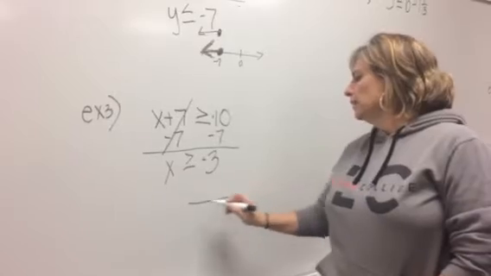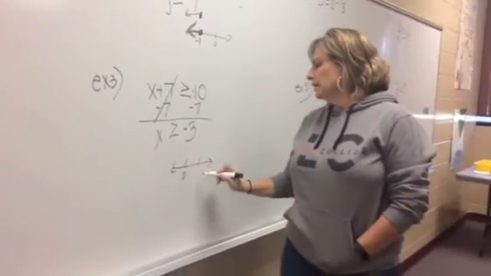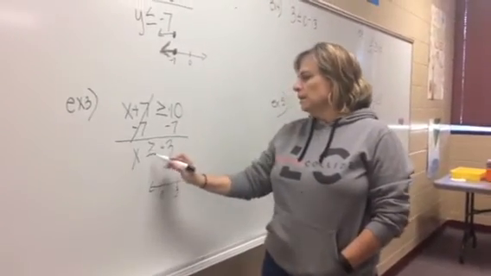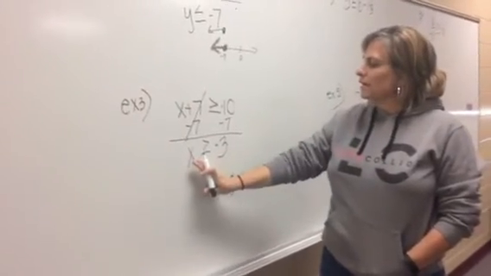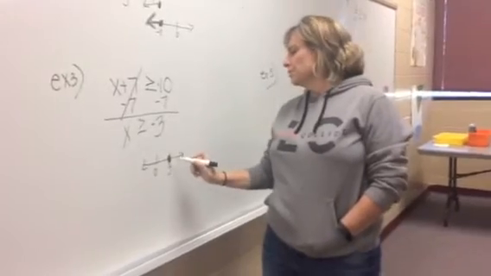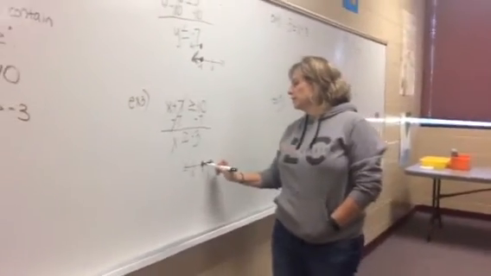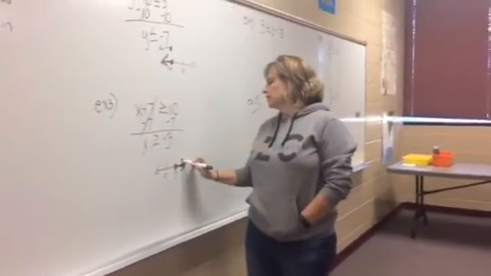So here's my number line, here's my 0, and here's my positive 3. Am I going to have an open or a closed circle? It's going to be closed. All my answers are greater than or equal to 3. That's these numbers over here. So I'm going to color in this way.